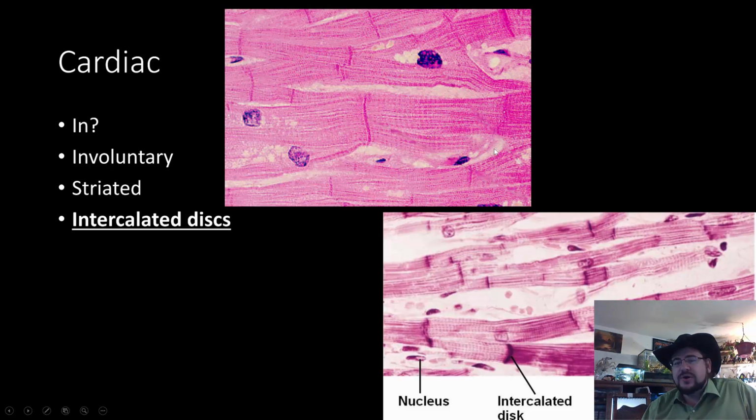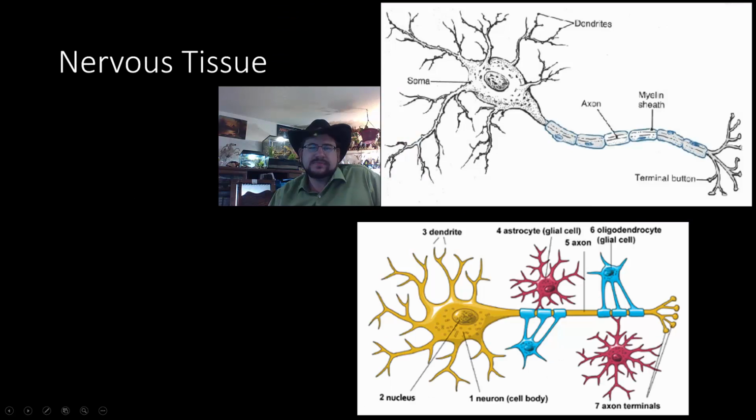So if I show you a picture and ask what type of muscle cell this is, you'll see that there's bands here, and you might go, oh, well, it could be skeletal muscle. Then you go, oh, wait, there's an intercalated disc. This is cardiac muscle, baby.